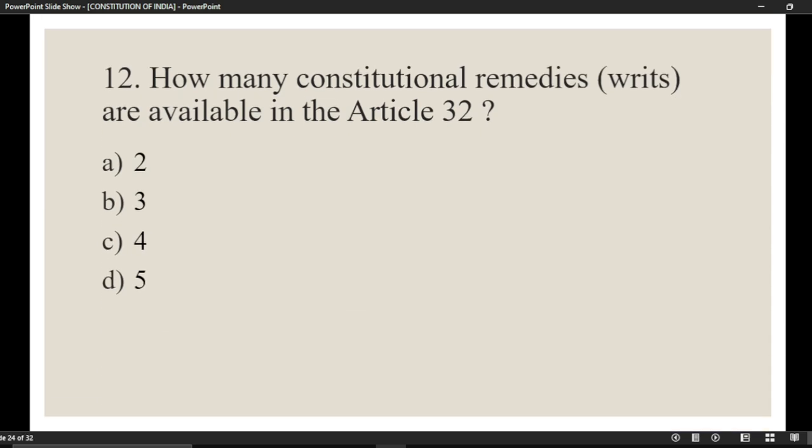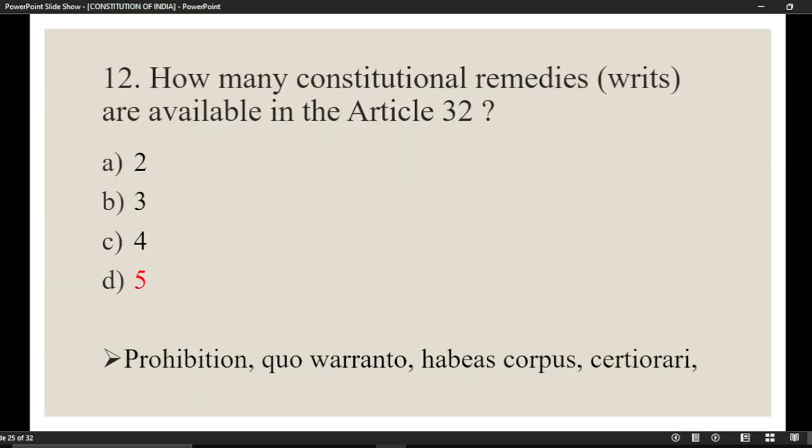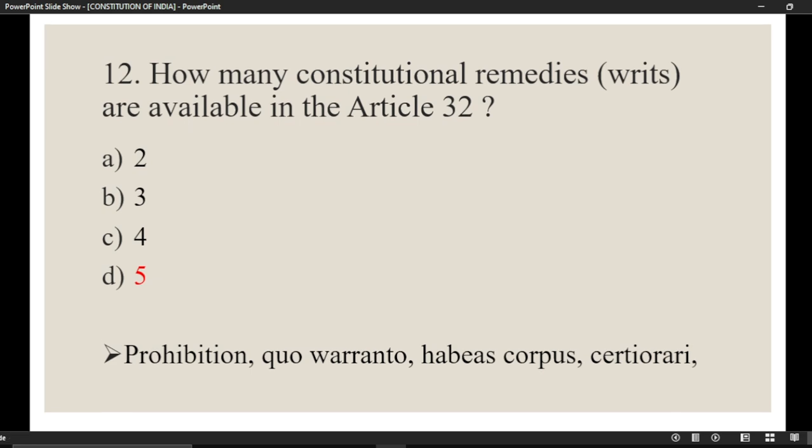Next question is, how many constitutional remedies or writs are available in Article 32? We are talking about the constitutional remedies or the writs. So we have a total of 5 writs available in our Constitution. Option number D is the correct answer. We have different kinds of writs. In Article 32, if someone violates our fundamental right, we can directly go to the Supreme Court and ask for our remedies.